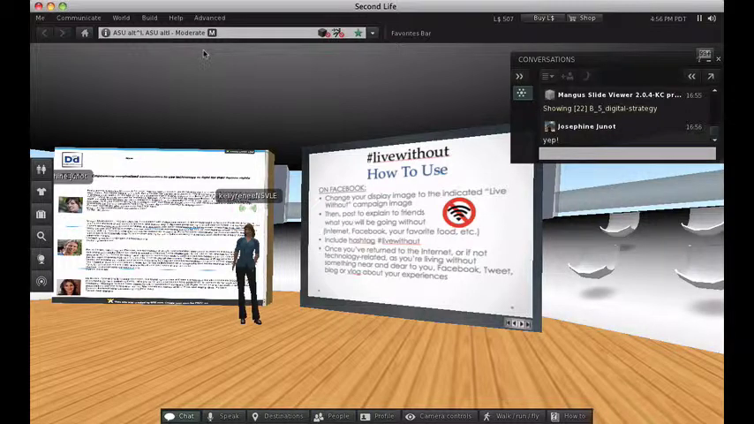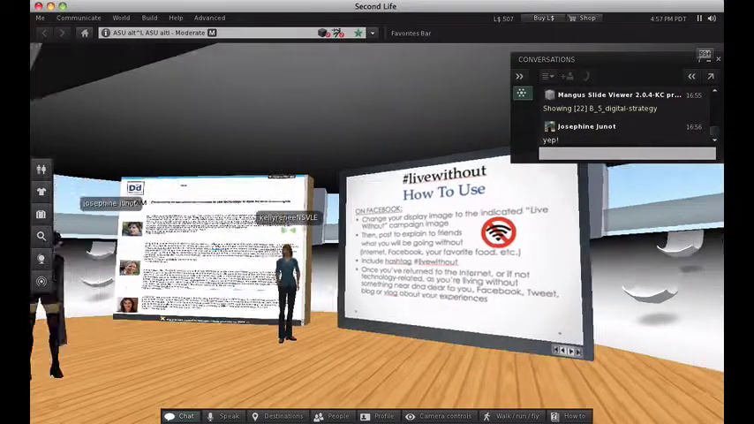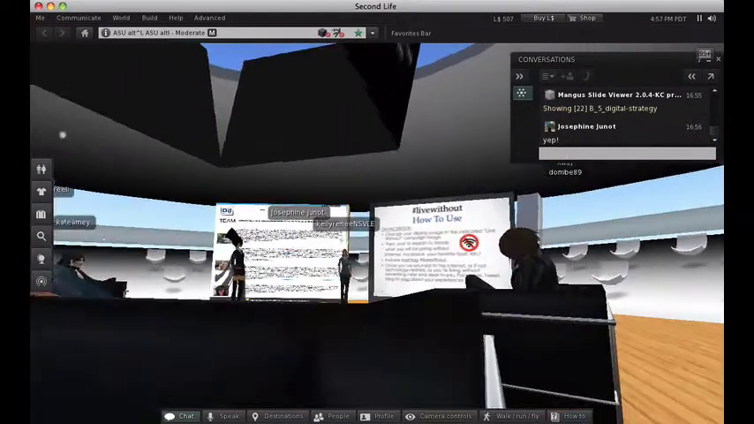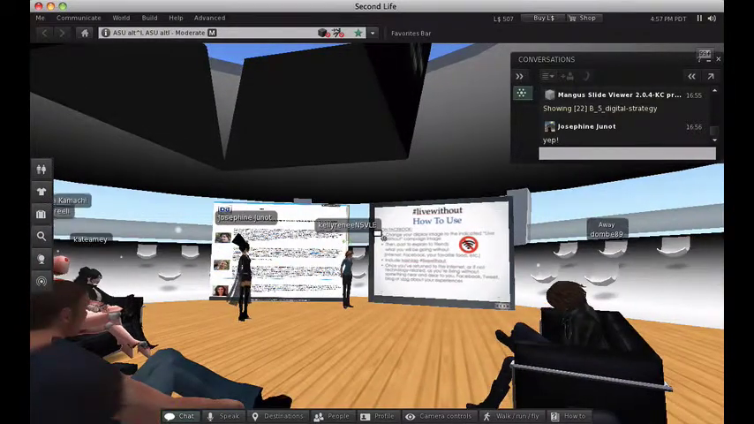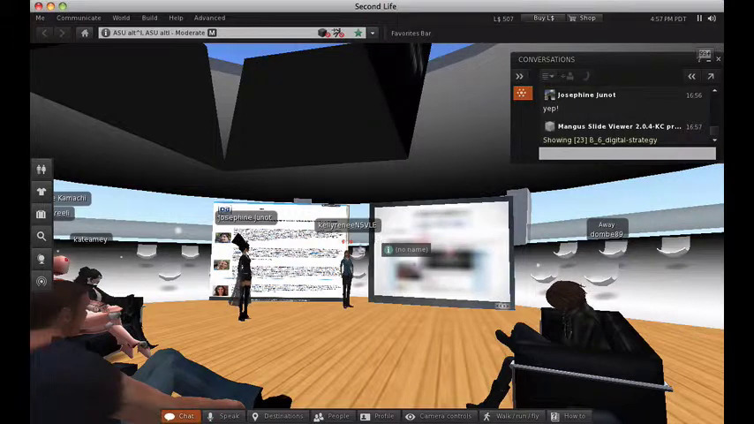So once that is placed into your Facebook profile photo, you would have to use the hashtag #livewithout and explain to your friends and family through your wall what you'd be living without that week, or whatever period of time you'd want to give it up. And I believe we have examples in the next image.